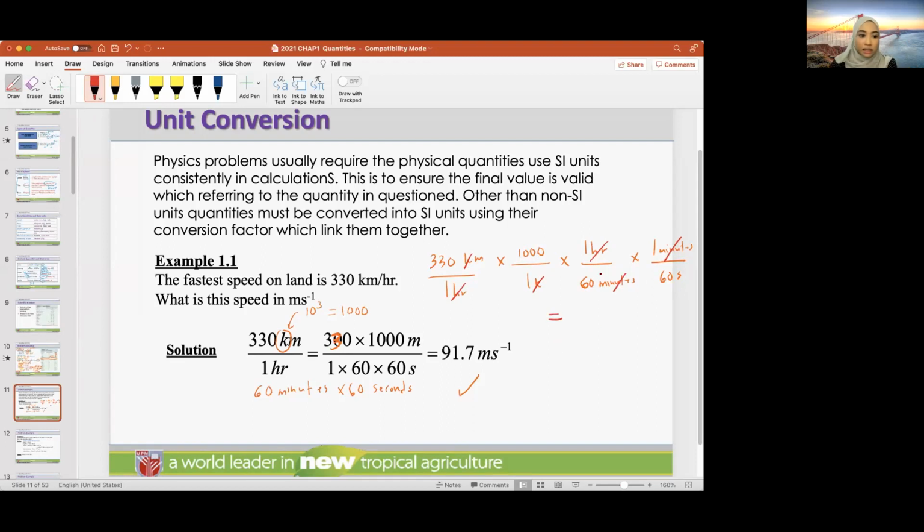Okay? Tak ada cara yang salah. As long as you get the right answer, it's fine. Okay? So this is just another approach. Approach number 1. Approach number 2.